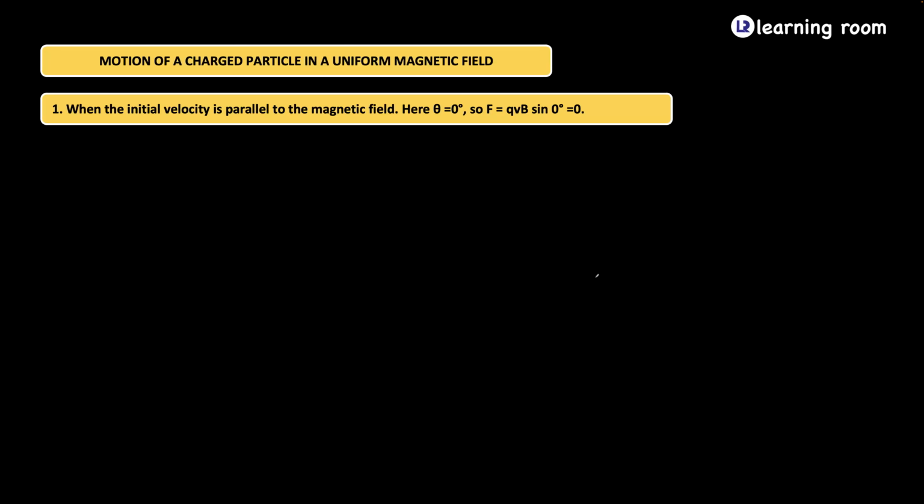Yeah. So now we will discuss the concept of motion of a charged particle which is strictly restricted only to uniform magnetic field. When the initial velocity is parallel to the magnetic field, when theta is equal to 0 degrees, then what is going to happen to the force acting on it? We know that F is equal to QVB sine theta, but theta is going to be 0. So when you substitute 0, the answer will be 0.